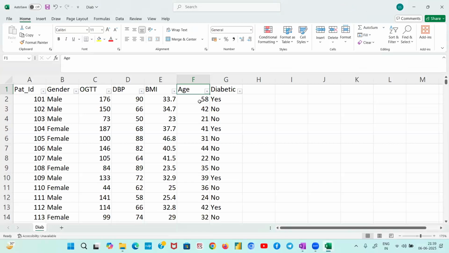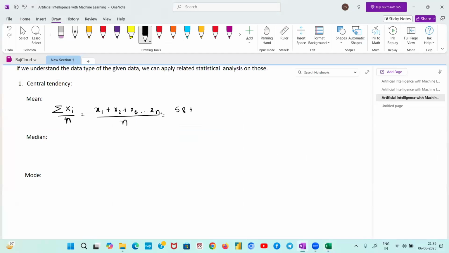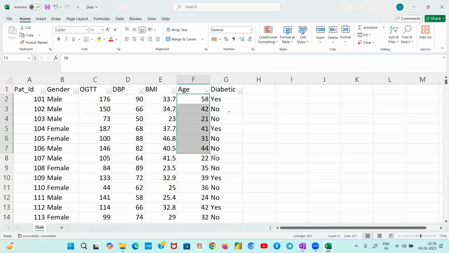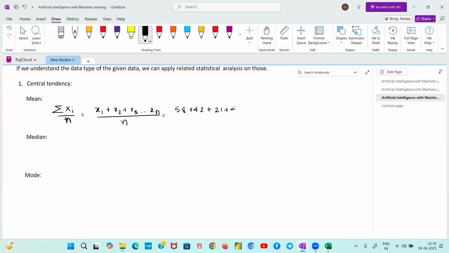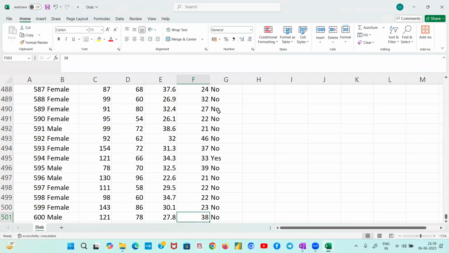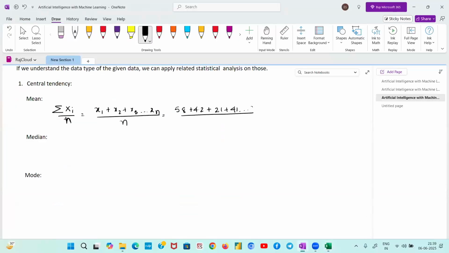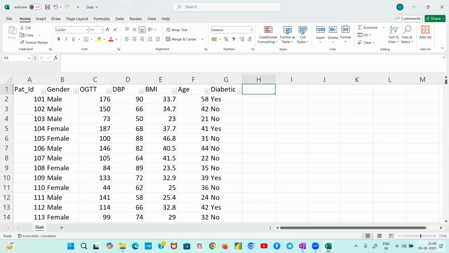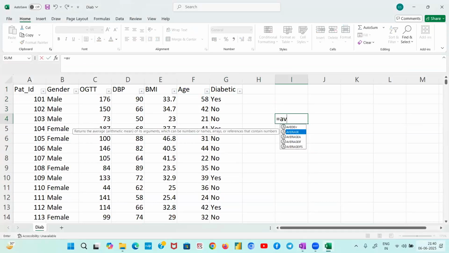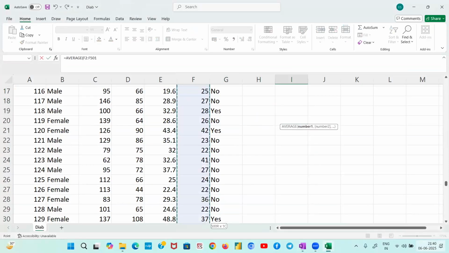In our example, these are all the values: 58 plus 42 plus 21 plus 41, and so on, till the last value, 38 years, divided by 500. So I have to calculate like this. But I'm not doing all these things manually because Python will take care of all these calculations. Here also I will take Excel's help to calculate the average simply.